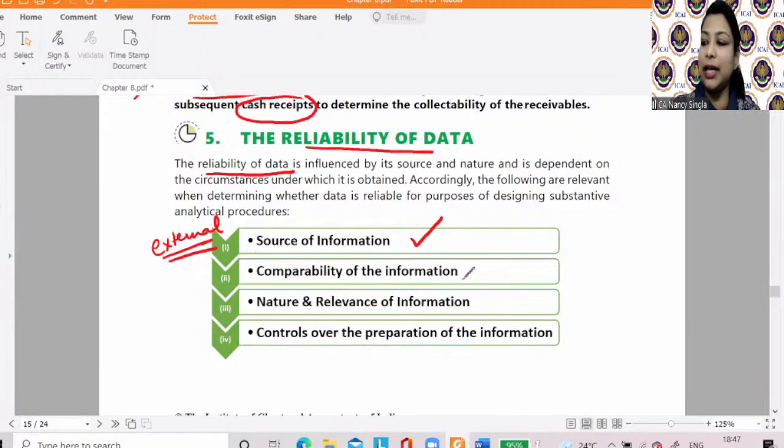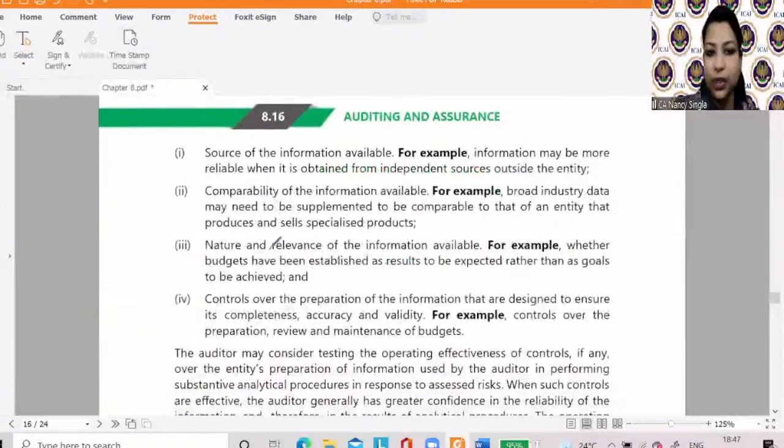So the reliability of internal data will be more when the controls over preparation of information are good. Okay? So these 2 points relate to what? Source of information. Okay? Then nature and relevance of information and comparability. Okay? So we'll discuss all these 4 points in detail.